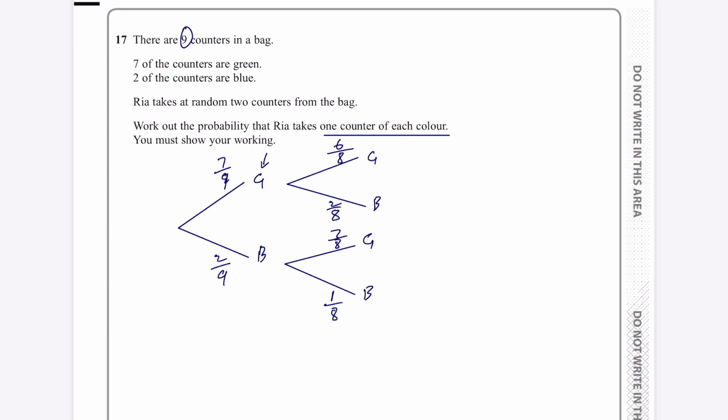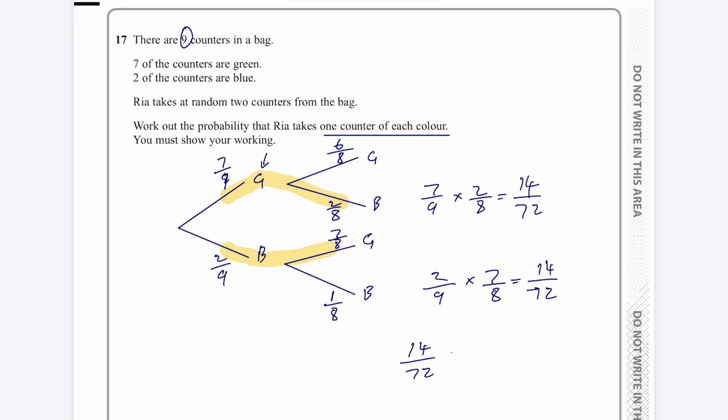So your answer is one counter of each colour, so she's either picked a green and then a blue, or she's picked a blue and then a green. So we're going to do 7 over 9 times 2 over 8, which is 14 over 72, or it's going to be 2 over 9 times 7 over 8, which is, again, 14 over 72. And then we're going to add these two together, because you could have taken either route, so that'll be 14 over 72 plus 14 over 72, which becomes 28 over 72, which can be simplified to 14 over 36, which then becomes 7 over 18.